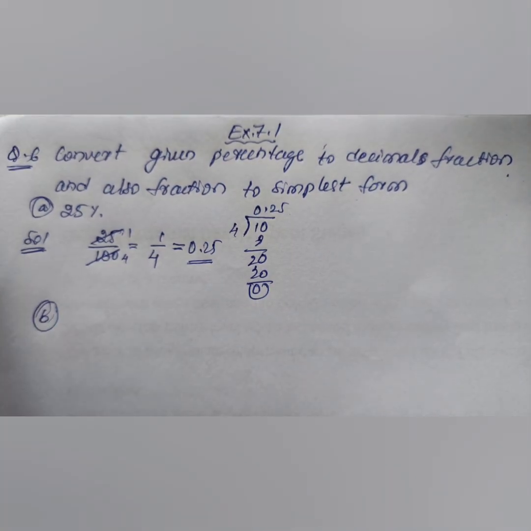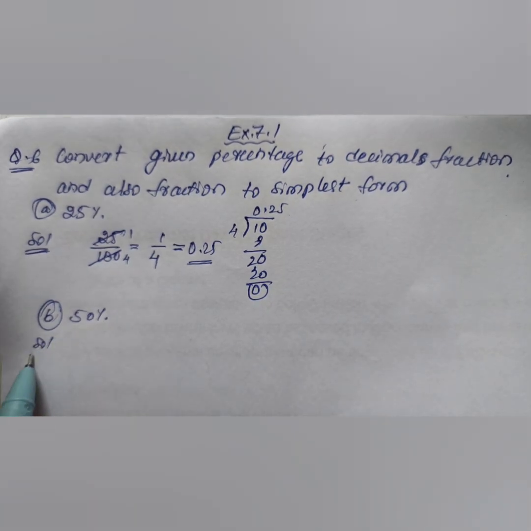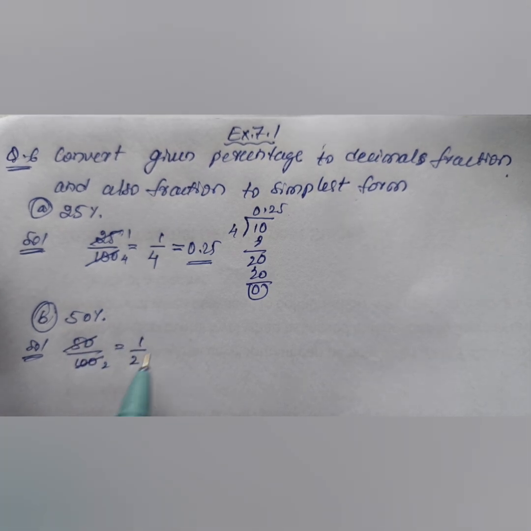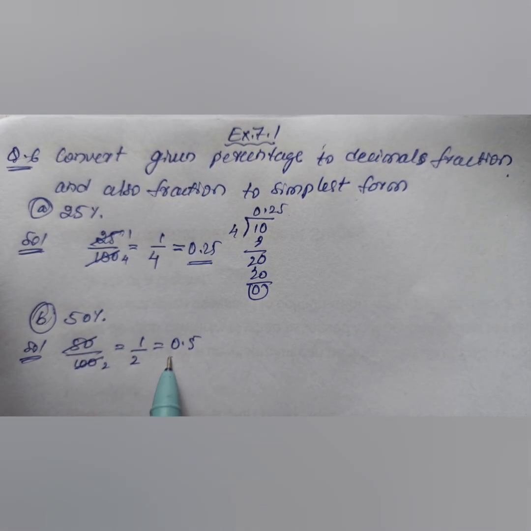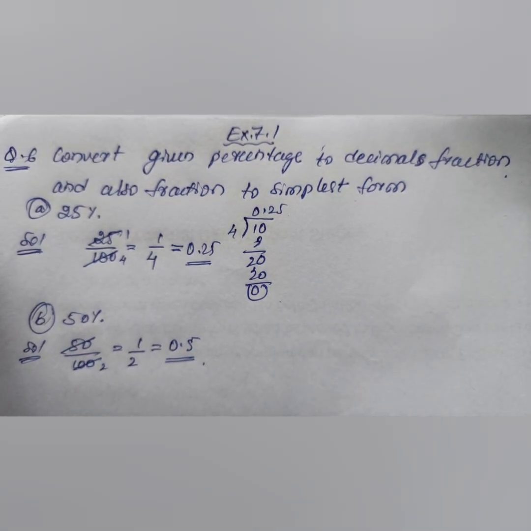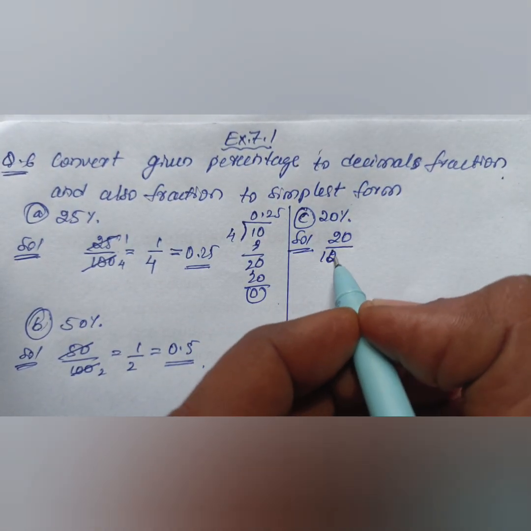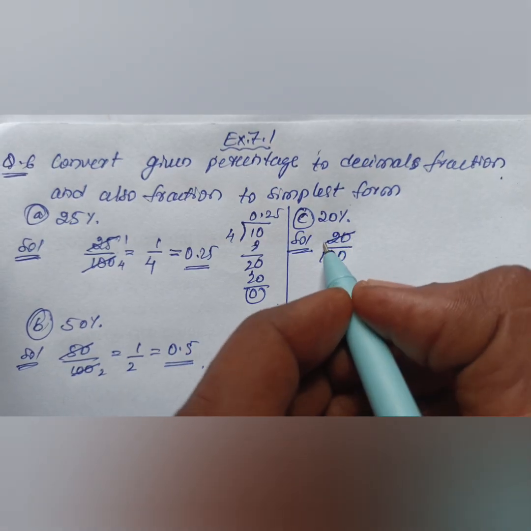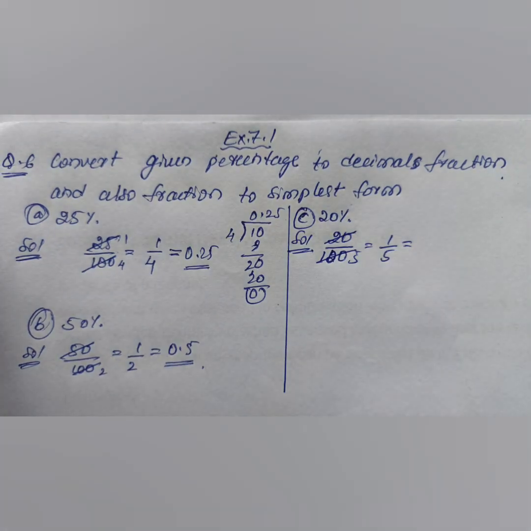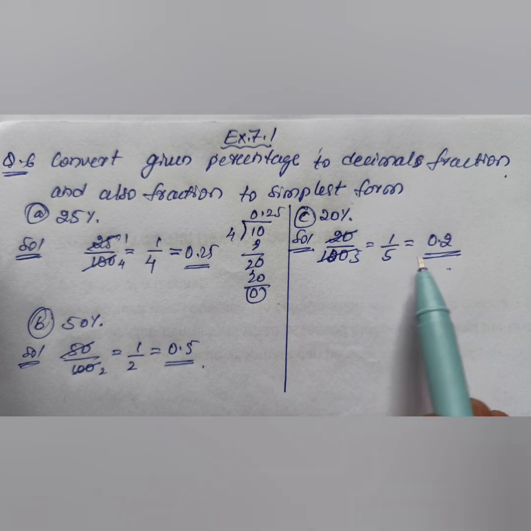Similarly, we will solve the B sum. So what is the B sum they have given? It is 50%. So solution, we know 50% means 50 divided by 100. 50 ones are 50, 50 2s are 100, that is equal to 1 by 2, which is equal to 0.5. That is the answer. You can do the division method, you will get this. Now coming down to C part, C they have again 20%. We know 20% means 20 divided by 100. So here 20 1s are 20, 20 5s are 100, that is equal to 1 by 5. Again if you divide 1 by 5, we will get the answer. This is the decimal form.